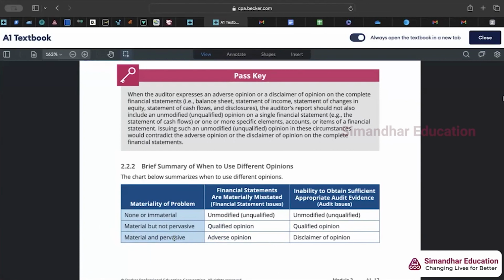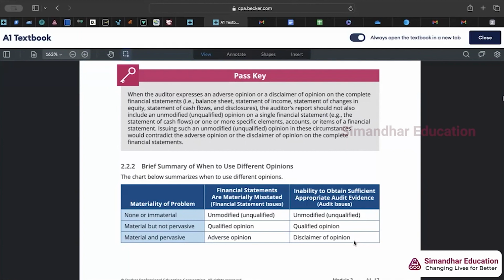If it is material and pervasive and you are not able to obtain sufficient appropriate audit evidence, you give a disclaimer of opinion. You are not able to audit certain captions, material and pervasive, you will give a disclaimer. It is related to scope limitation. Disclaimer of opinion means you are either limited by the client or you are not able to audit, or you're not able to obtain sufficient evidence to say it is free from material misstatement.